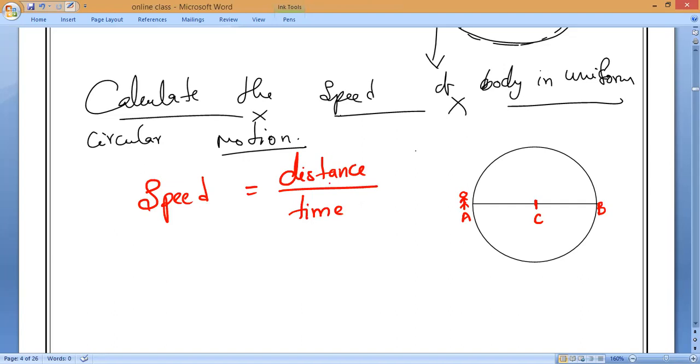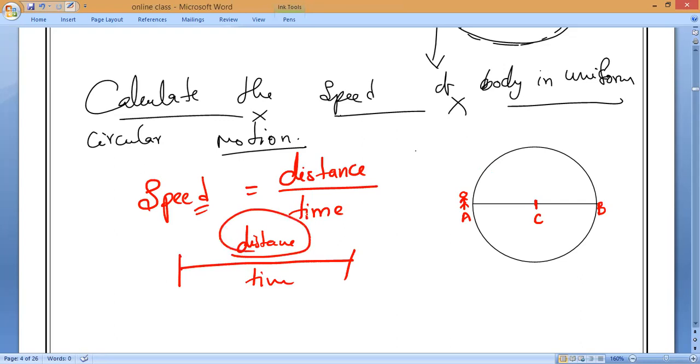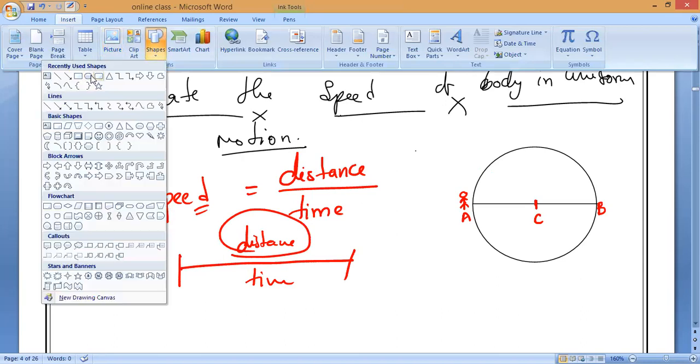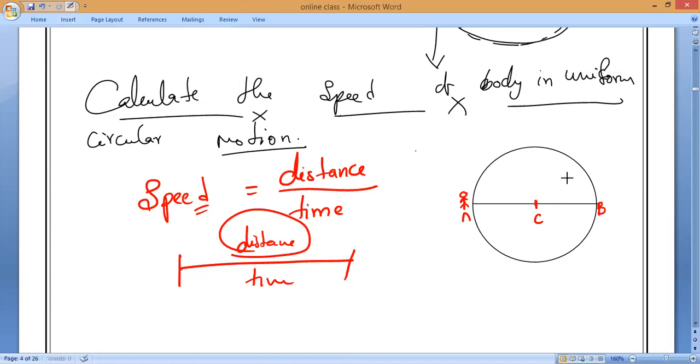Distance by time. If the body is in a straight line, we can calculate the distance, take the time period, and find the speed. But when the body is in circular motion, is it possible to measure the distance with a ruler? No. So for that we need something else, which we call the circumference of a circle. What is the formula for the circumference of a circle, everyone?